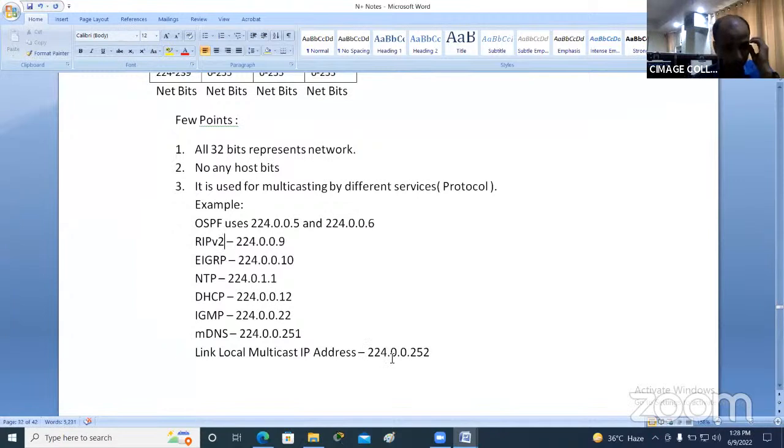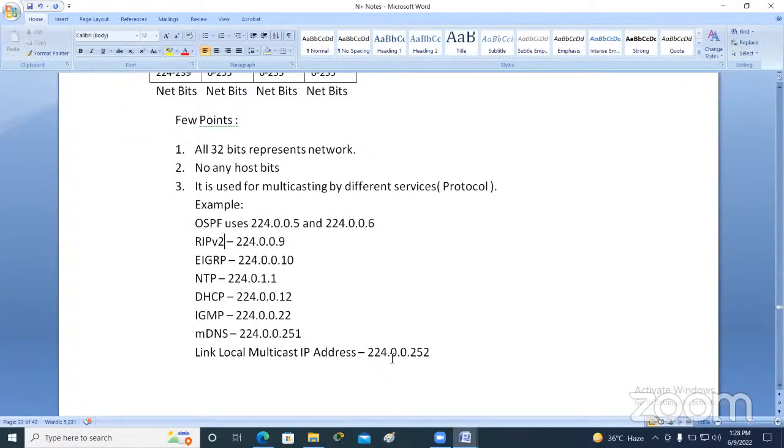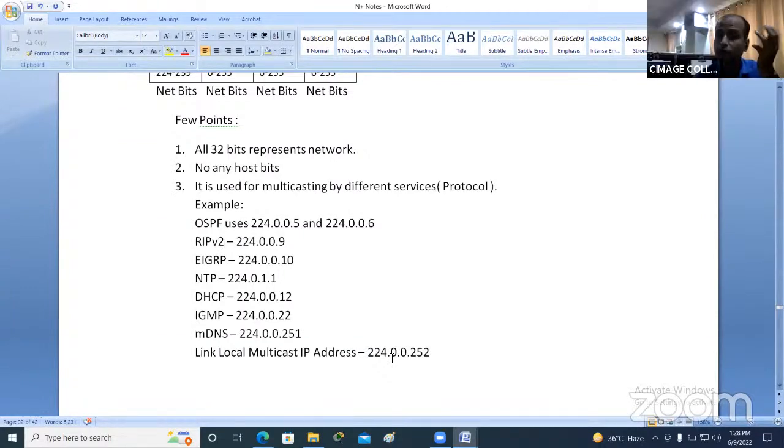Now see, RIP version 2, this is again a protocol that works on multicasting, and it uses 224.0.0.9, EIGRP 224.0.0.10, NTP 224.0.1.1, DHCP 224.0.0.12. These are a few examples which have some multicast IP address, and with the help of this IP address, it performs tasks that are based on multicast.